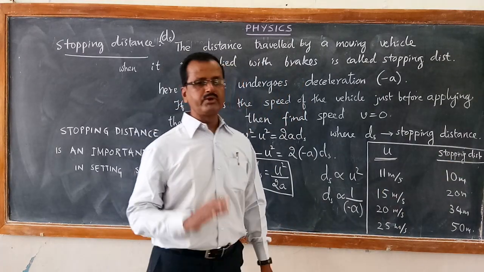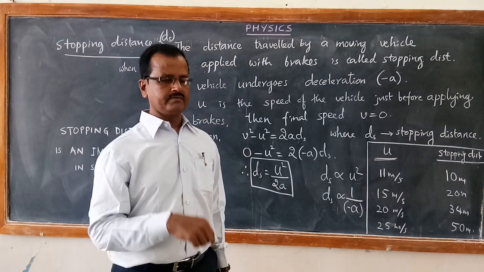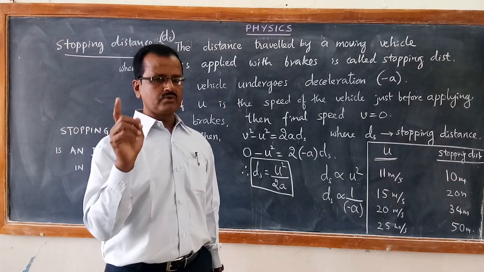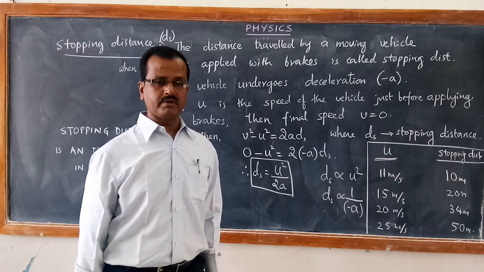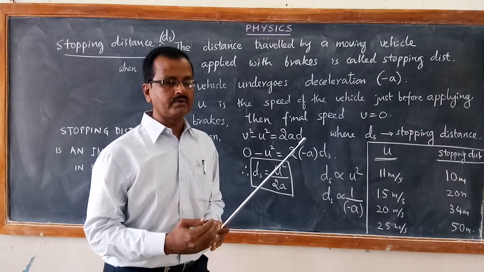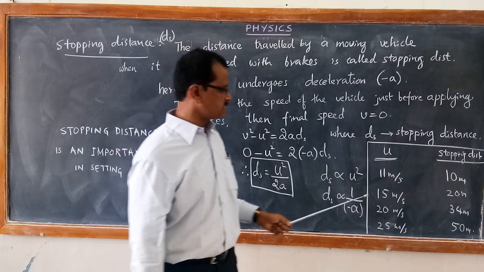If the vehicle is moving with 15 meter per second, 15 into 18 by 5, that is 54 km per hour. 54 km per hour is quite high under certain circumstances.